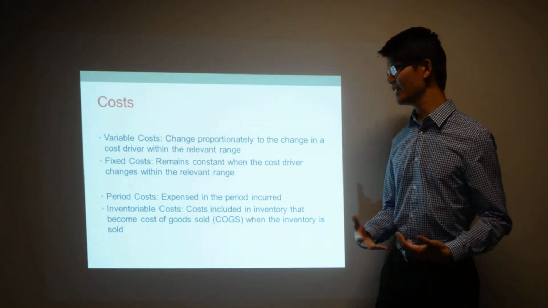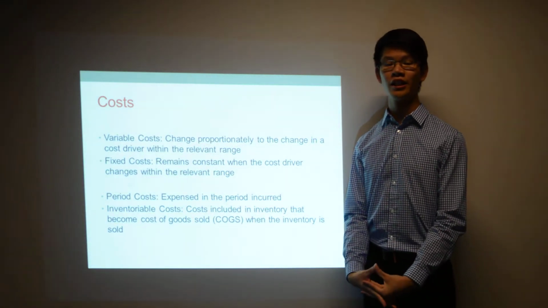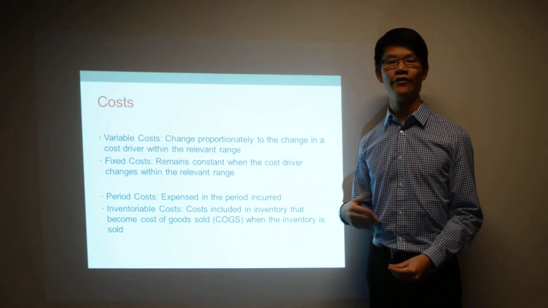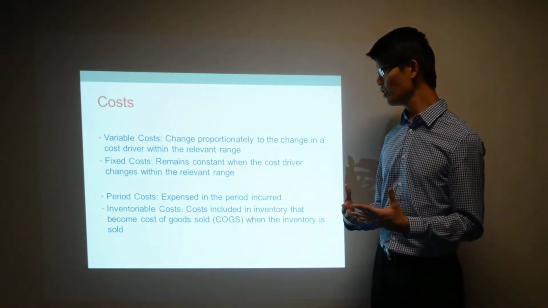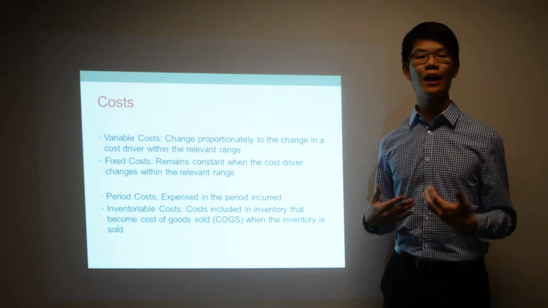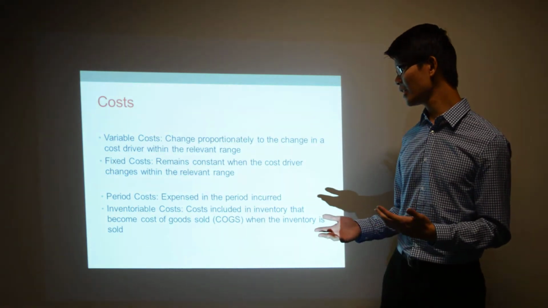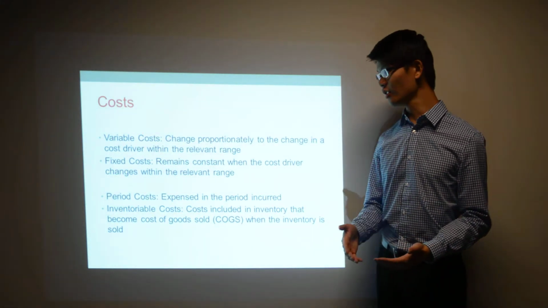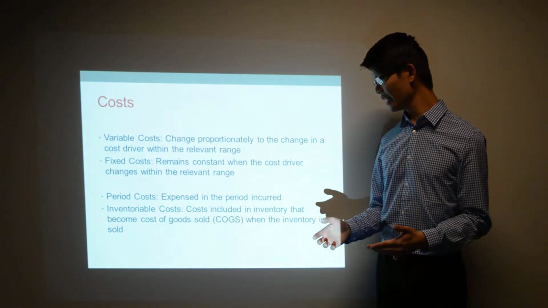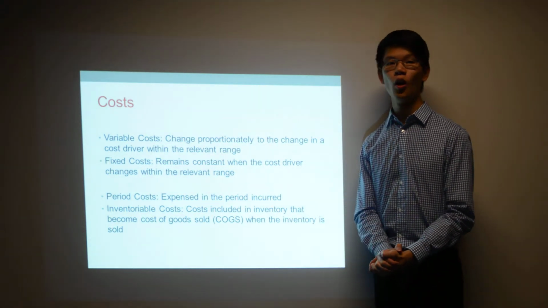And then lastly, we have period costs and inventoriable costs. So period costs in general are expensed in the period incurred because they really have no future benefit. While inventoriable costs are costs that are capitalized through inventory, similar to financial accounting, and then they become cost of goods sold when they are sold. And they are only expensed as cost of goods sold when they are sold.